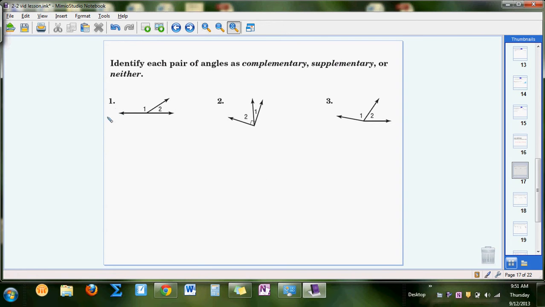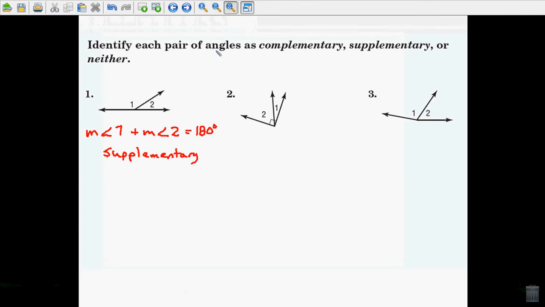Number one, angle 1. Let's write this the way we're supposed to and the way we're going to see this. The measure of angle 1 plus the measure of angle 2 equals 180 degrees. So these are supplementary angles. Okay? Let's take a look at number 2.